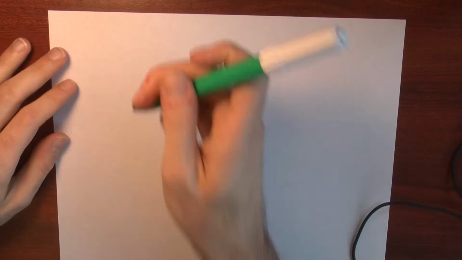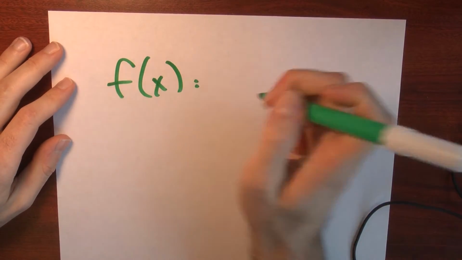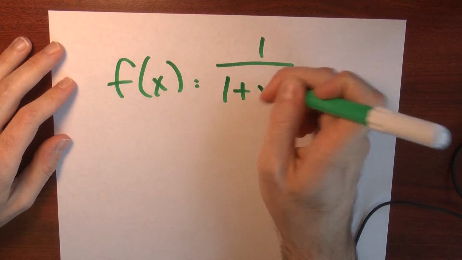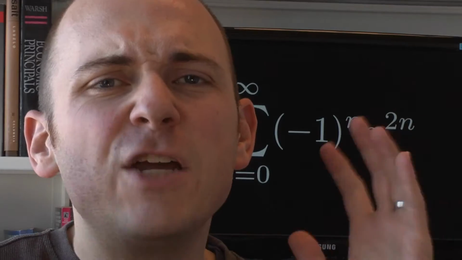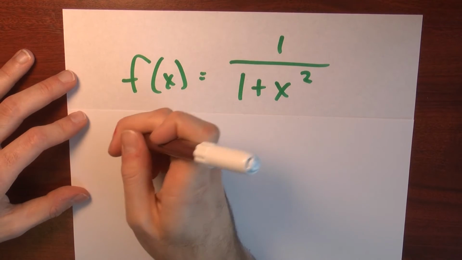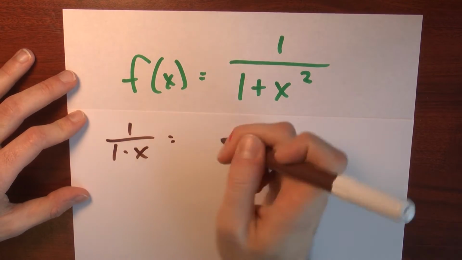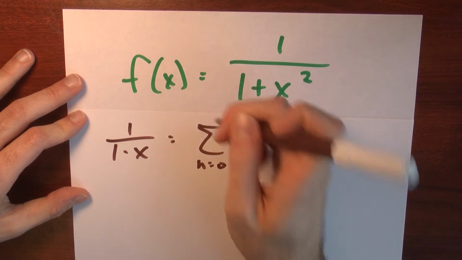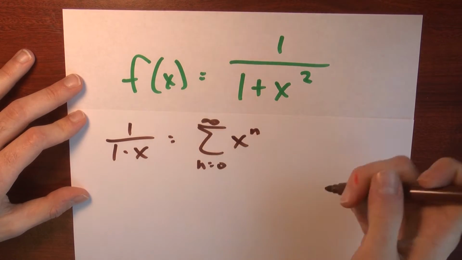Let's think about a not too mysterious function. Let's think about the function f of x equals 1 over 1 plus x squared. I can write down a power series for this function around 0. So I'll begin with the power series for 1 over 1 minus x. That's the sum, n goes from 0 to infinity, of x to the n.